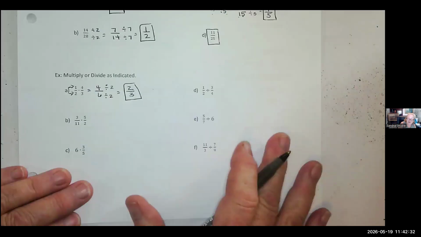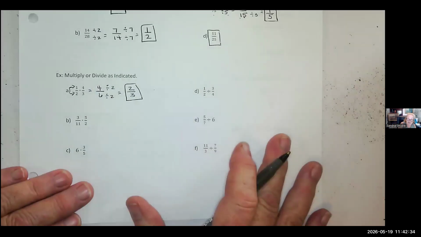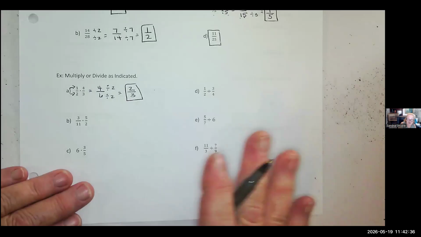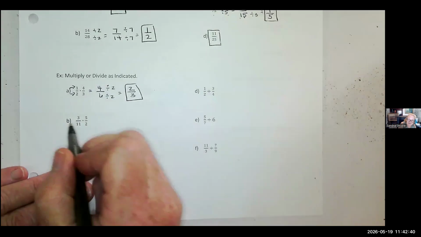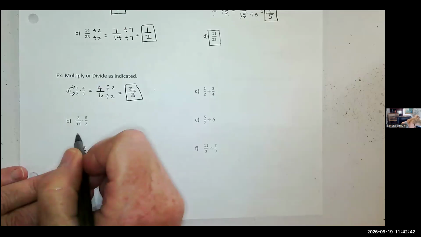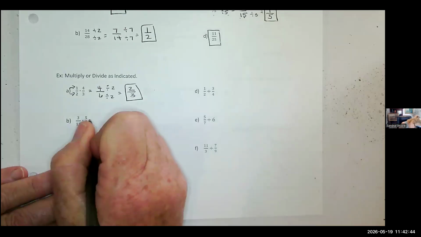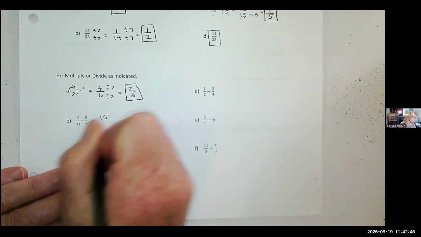If you have questions as you're going through any of these, please write them down so we can discuss them. We can meet up on Zoom or whatever you need. Let's pause the video and go to the next one. 3 times 5 is 15. 11 times 2 is 22.